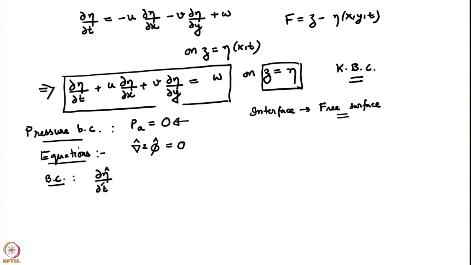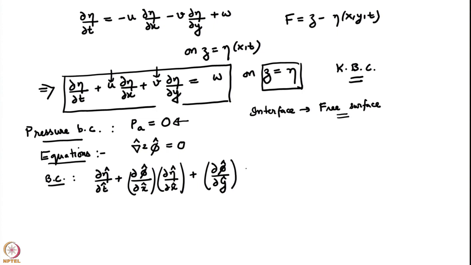We have the kinematic boundary condition which we have already derived. I am going to replace the u in this formula by del phi by del x, and v by del phi by del y, at z is equal to eta.